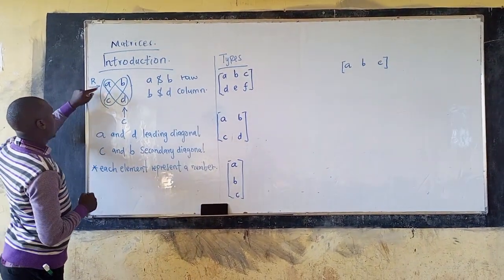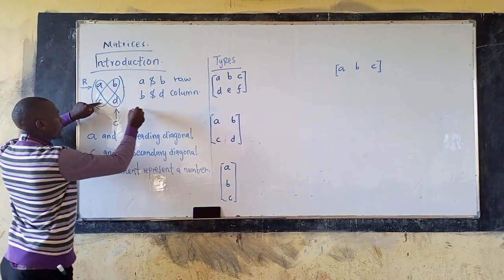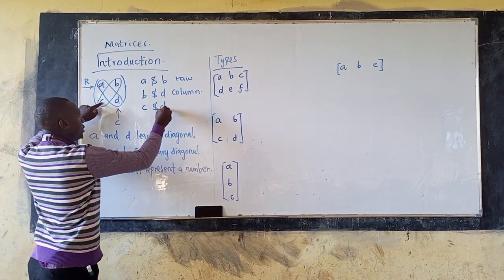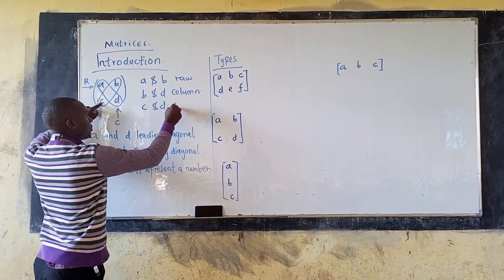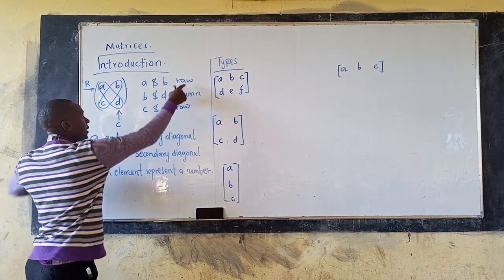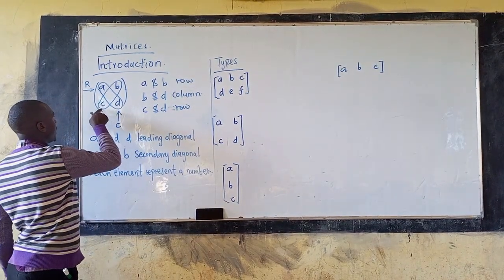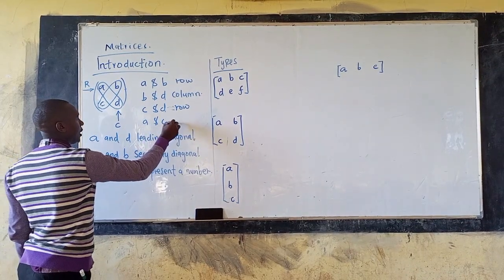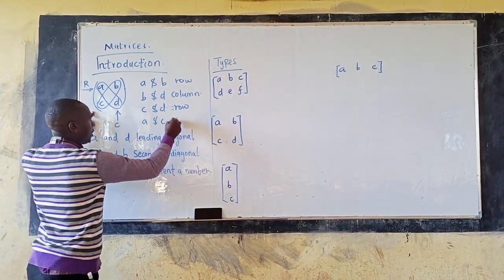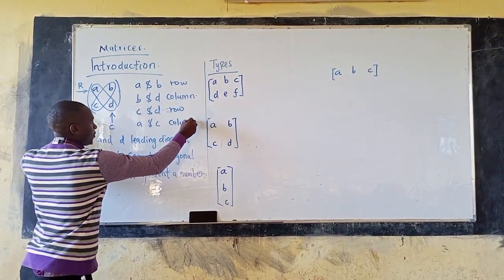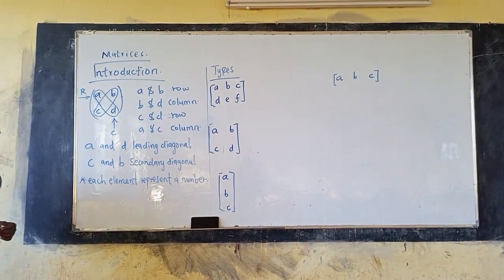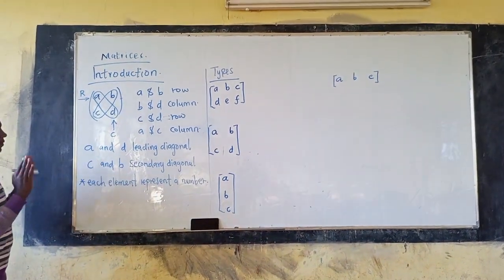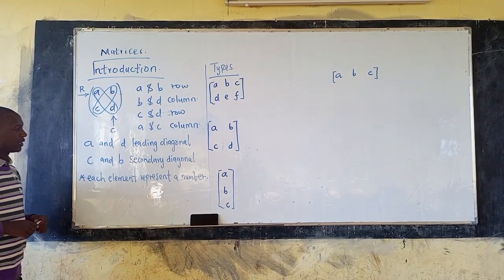So that means C and D is also a row, and of course A and C is also a column. So that is it. So also in this matrix we have a way we can define each of those elements.